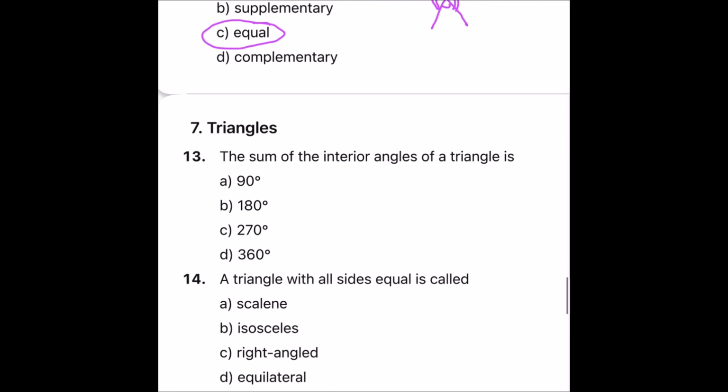Next is chapter 7, which is triangles. Question number 13. The sum of the interior angles of a triangle is, we all know that a triangle has 3 angles and all 3 angles add up to 180 degrees. So the correct option will be option B, which is 180 degrees.